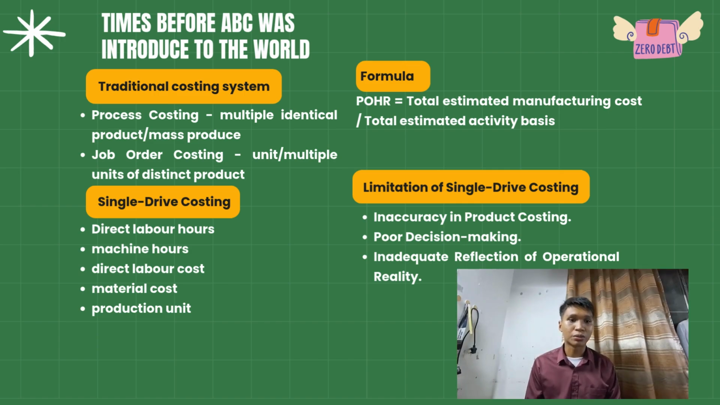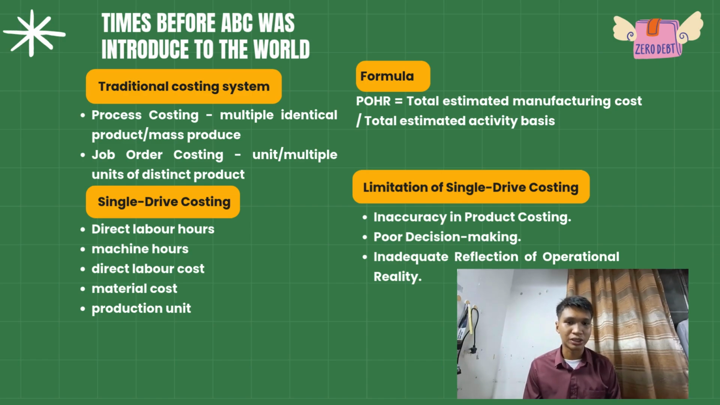Okay, let's talk about the inaccuracy in product costing. How did it happen? The product that uses fewer resources could be overcosted, while the complex product that uses more resources could be undercosted. That will lead to inaccuracy in product costing.